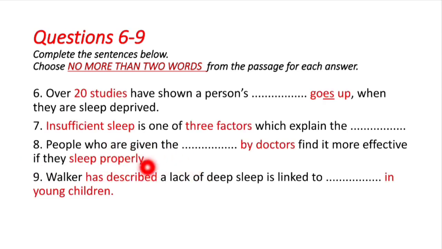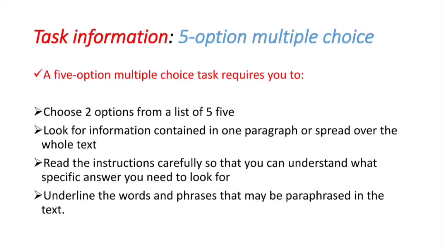So Volcker should say that, should give us the link between the lack of deep sleep and young children. Okay. So that's all about questions from 6 to 9. Now have a look at the other question type, which means 5 option multiple choice, okay?